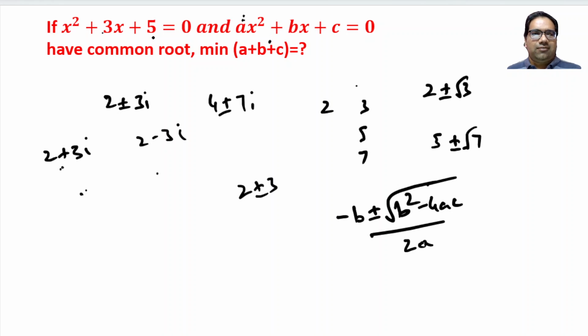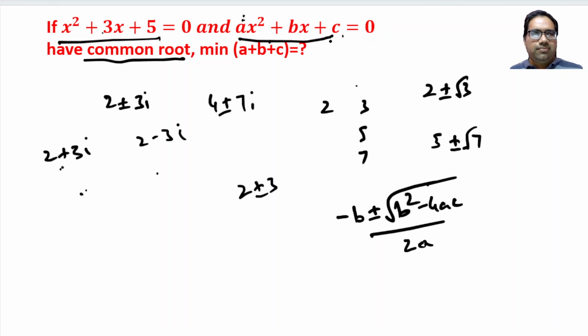So when complex roots, one of them is common, that means the other one is also common. So here we have one common root, which means both roots are common. When both roots are common, what do we say? This equation is probably a multiple of this equation. So ax squared plus bx plus c must be a multiple of this equation.